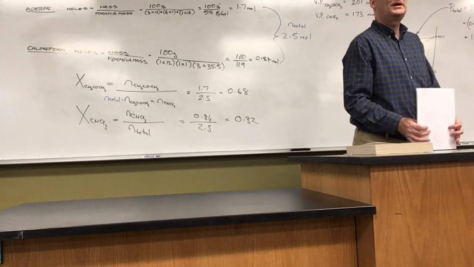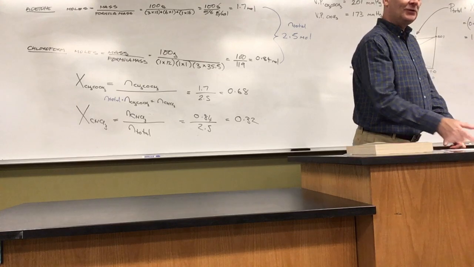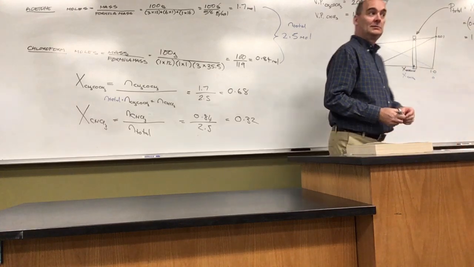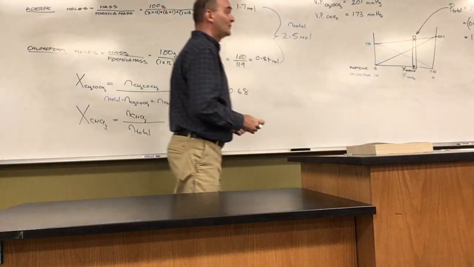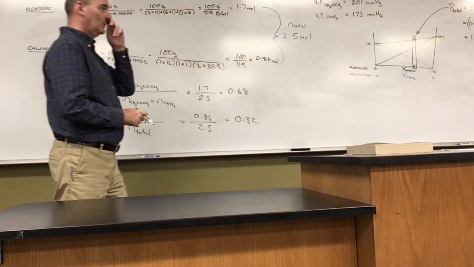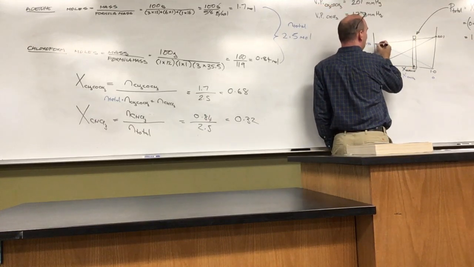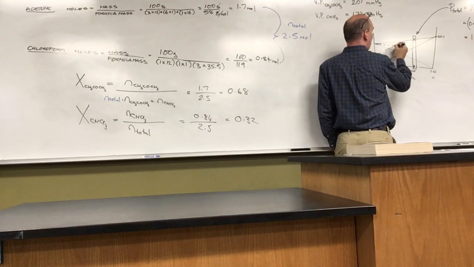What have I got? Chloroform and acetone. In real life, now we did talk about deviations. What are 2 deviations from Raoult's law? This is Raoult's law. In real life, this one is going to deviate that way.